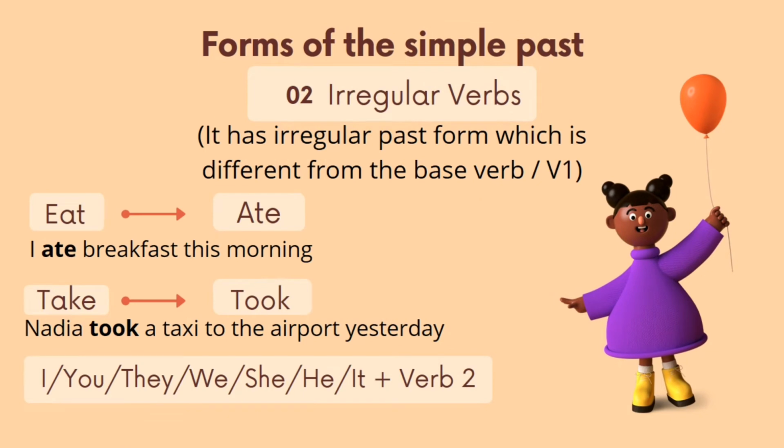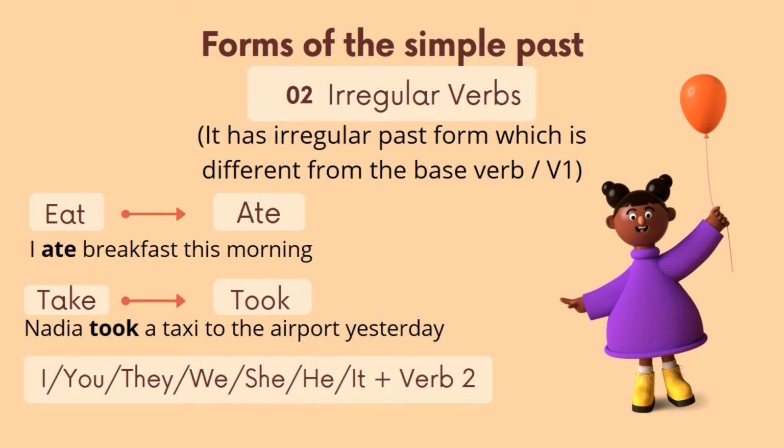The second form is irregular past form. It has an irregular past form which is different from the base verb or the verb 1. For example, eat becomes ate. Eat is verb 1, ate is verb 2. In this case, ate is the past form of eat. So you must use the word ate if the time signal is in the past.